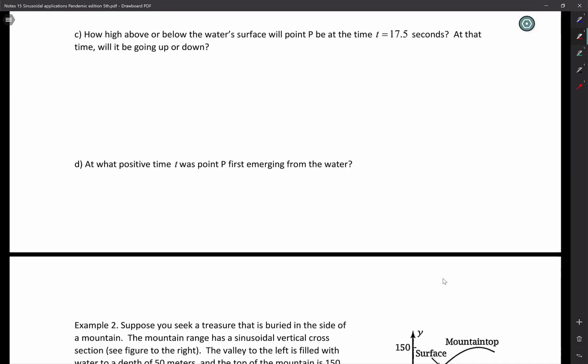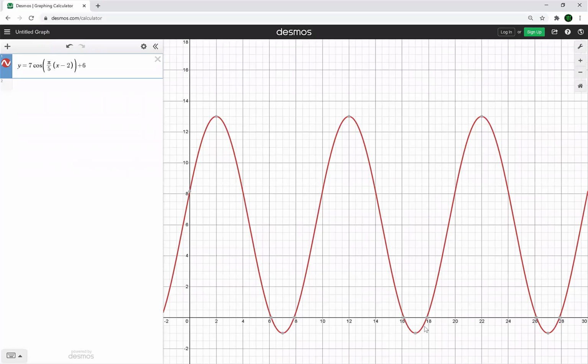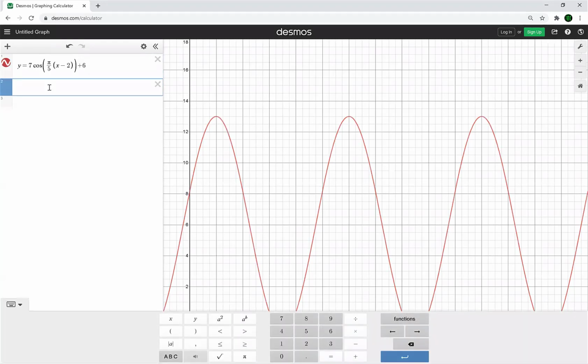How high above or below the water surface will point P be at time t equals 17.5 seconds? At that time, will it be going up or down? Ooh, okay. Well, let's find out. I'm gonna go to Desmos, and yes, I can just go to 17.5, and if you look at my arrow here, I can see that at 17.5, it's somewhere between this low at 17 and that 18. I can see that I'm going up and that I am below the water surface, but let's make it more exciting. Let's get exact values.